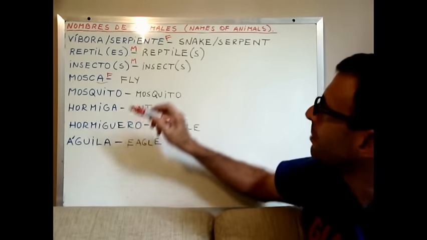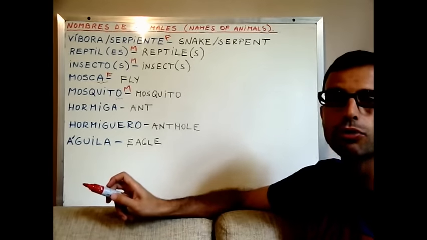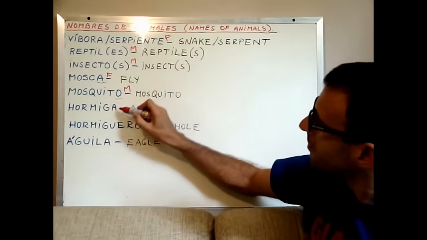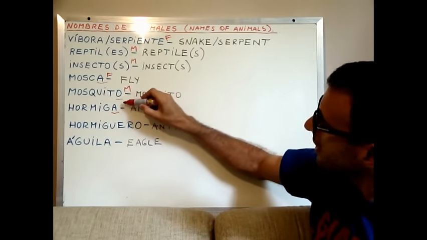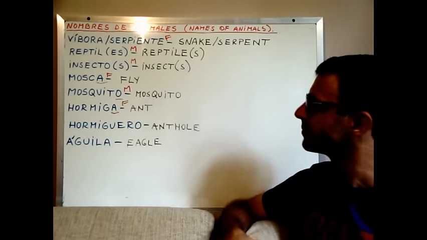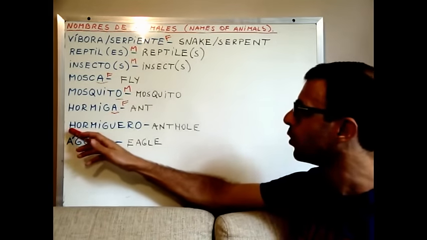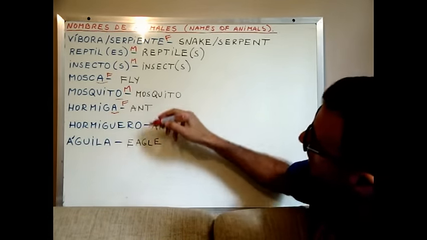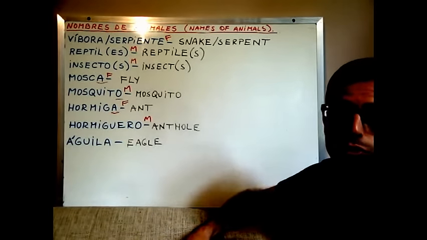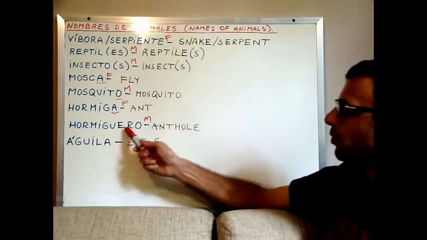Mosquito is el mosquito, so it is masculine. It ends in O. El mosquito. An ant is hormiga, and as you can tell, it's a feminine noun. La hormiga. And the anthole is masculine. It's el hormiguero. Right? Masculine word. El hormiguero or los hormigueros for the antholes.